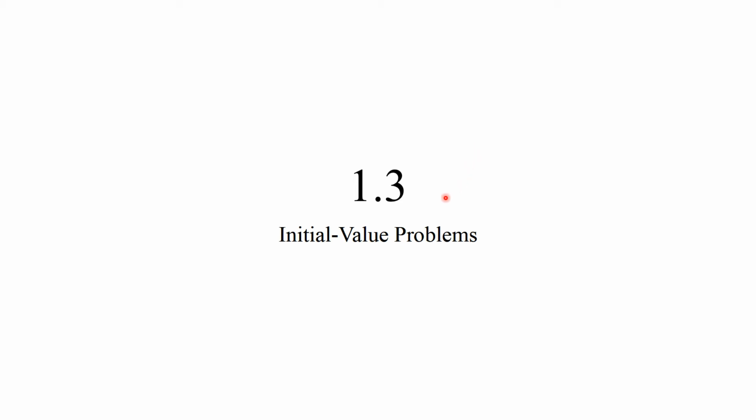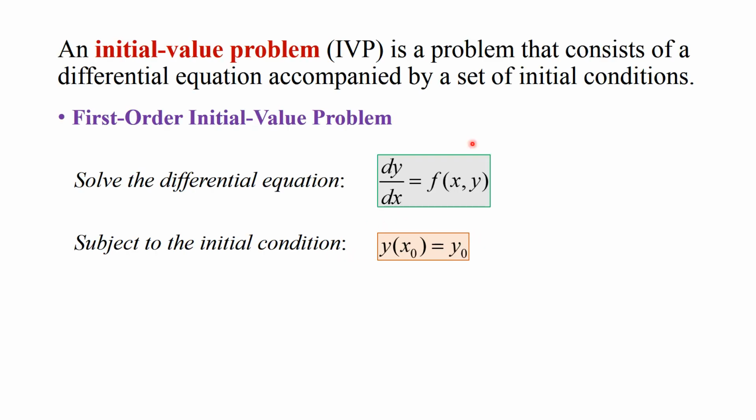We are now going into the last section of Chapter 1, 1.3, and the title is Initial Value Problems. An initial value problem, its acronym is IVP, is a problem that consists of a differential equation accompanied by a set of initial conditions. Let us firstly understand the meaning of a first-order initial value problem.